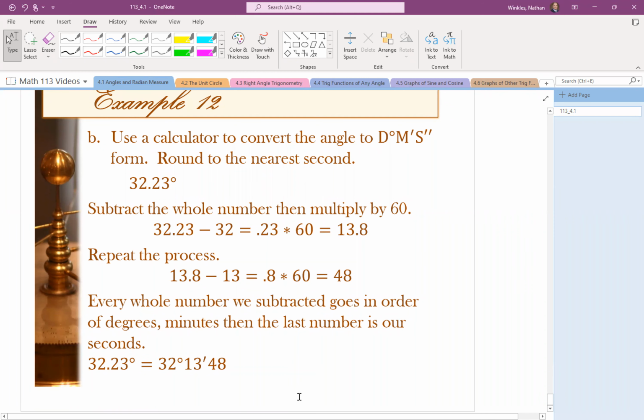So hopefully that gives you a good talk about angles and measures, and therefore we're ready for our next section.